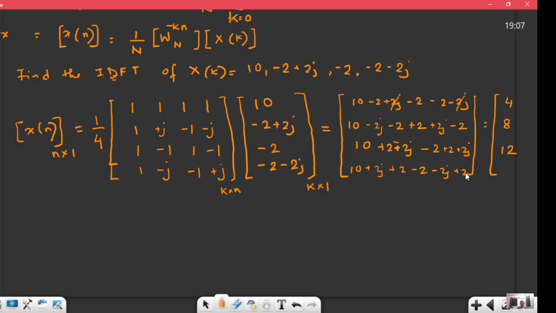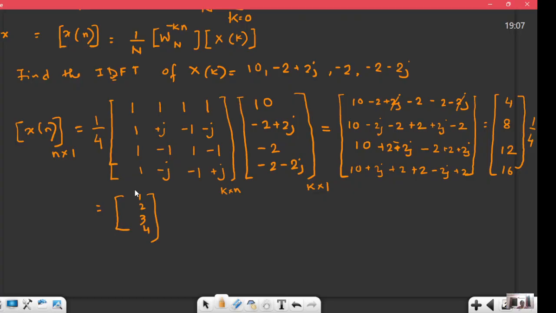So we will get 16 actually. So 10, then minus 2 plus 2j, then minus 2j square is plus 2, then this will be plus 2. Yes, so you will get 10 plus 14 plus 2, 16. And you have to multiply by 1 by 4, so you will get x of n is 1 2 3 4. So we have got back our x of n. This is how you have to perform your DFT and IDFT algorithms.